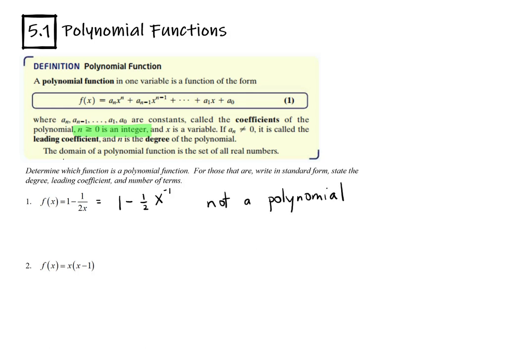Therefore, we don't have to answer the rest of the questions about it. Let's look at number 2. And it's written as x times x minus 1. Let's just multiply that out. We get x squared minus x.